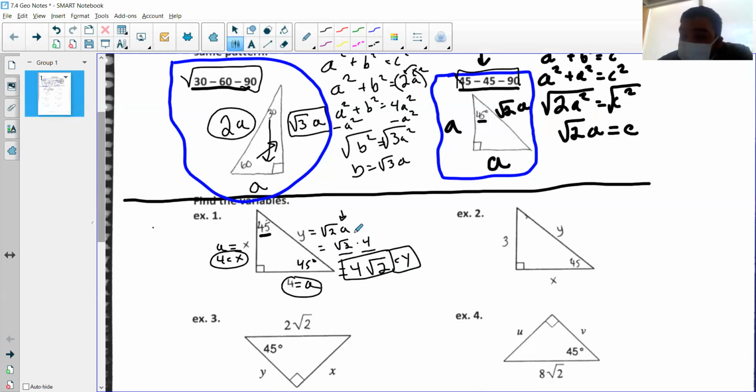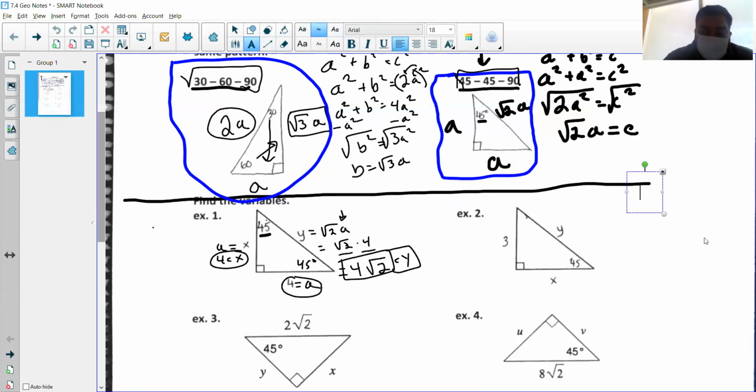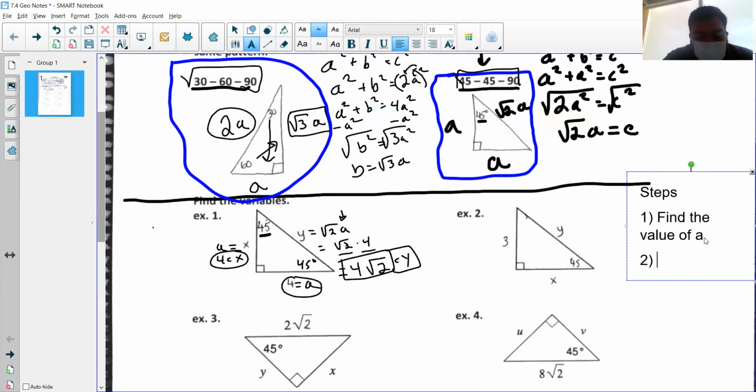You want to figure out what your A is, and then you're going to plug in for everything else. So you figure out A first. Let me type that out as instructions, because this is more of a worksheet than a normal notes page. Steps. 1, find the value of A. And then 2, plug in A for each side.